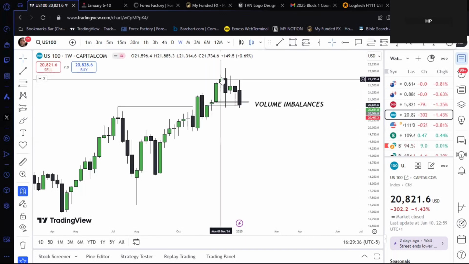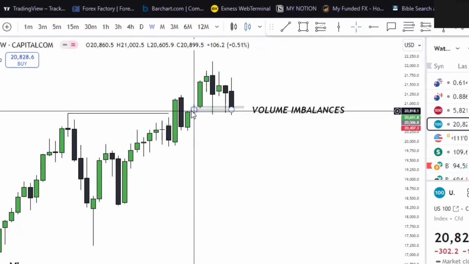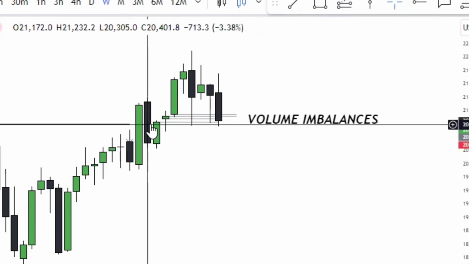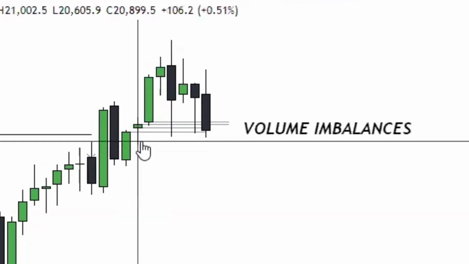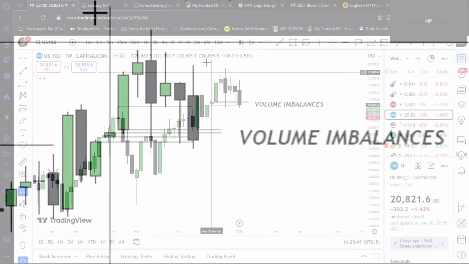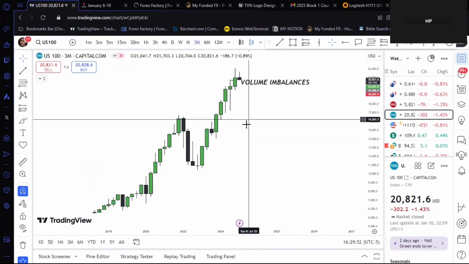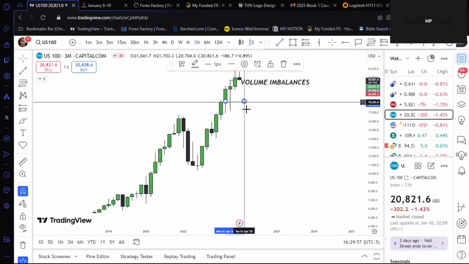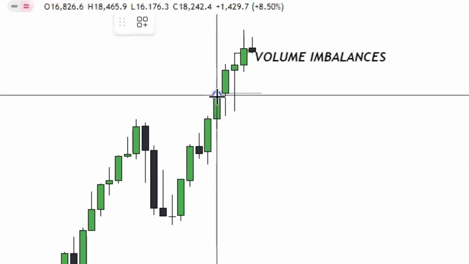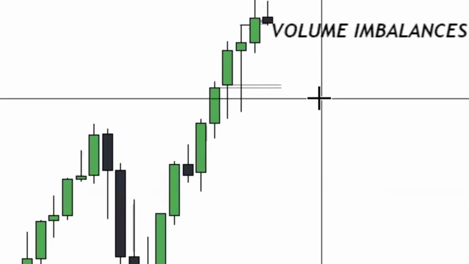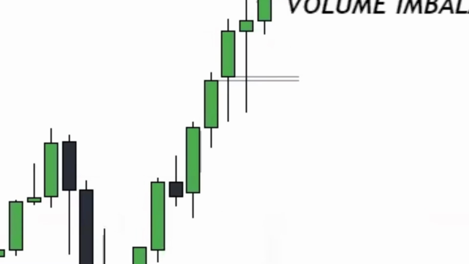Then we get strict buying, right? Now, inside this level is where we have the volume imbalances, like two of these levels. So this price action is what I was comparing with the, what time frame was that? Was it a 3 month? Yes. So we have this volume imbalance here on the 3 months too. These things are like footprints in price.